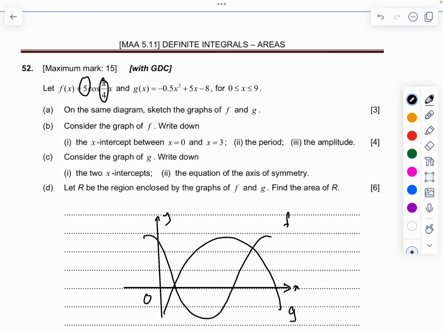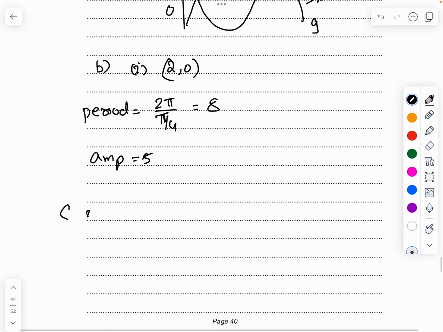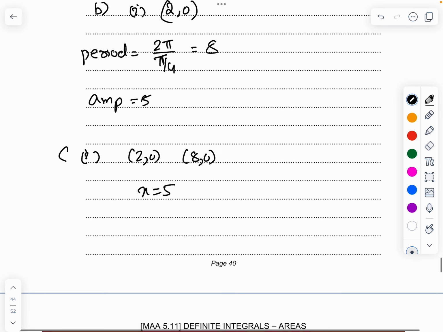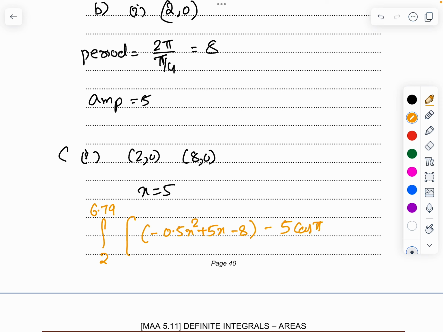Next, consider graph g. Write down the two x-intercepts and the equation of the axis of symmetry. So (2, 0) and (8, 0) are the two intercepts. The axis of symmetry is exactly in the middle, x equals 5. Let R be the region enclosed between the graphs. Find the area of R. So the points of intersection will be 6.79 and 2. So it will be minus 0.5, see the brackets, plus 5x minus 8, then minus 5 cos pi by 4 x, then dx. Simplify this, and you should be able to get the answer as 27.6.